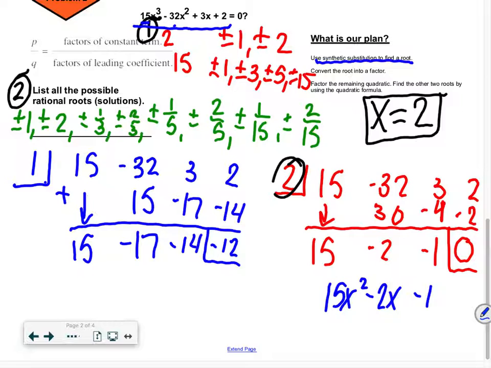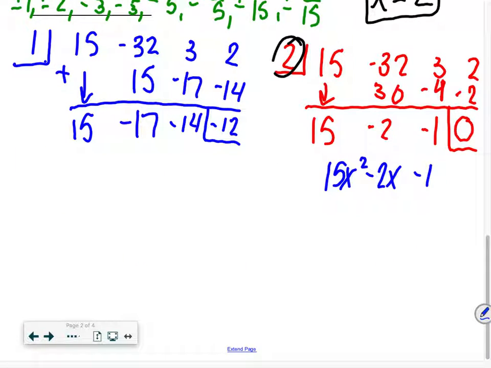Okay, so you've told me that we have 3 roots. I have found 1. The other 2 come from this. So no, you don't have to do it 3 times. I would not do it again.